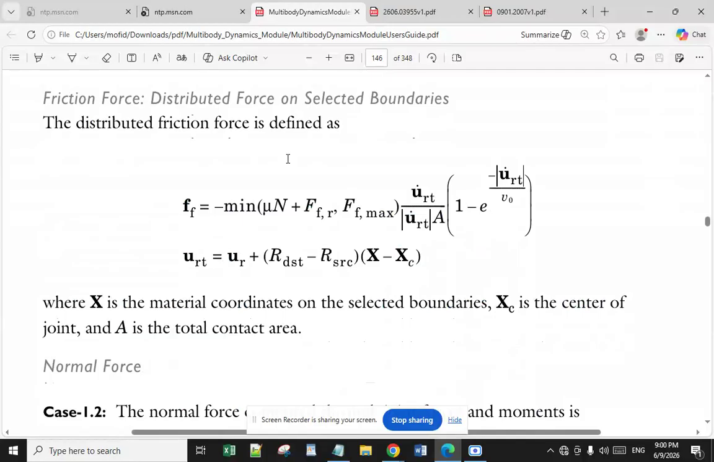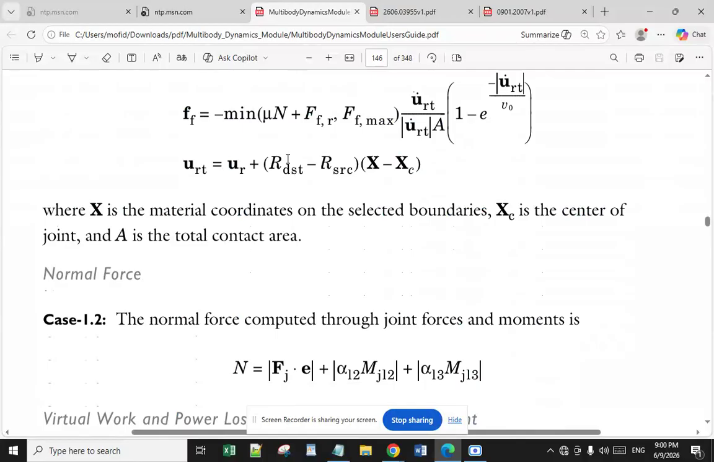Friction force, distributed force on selected boundaries. The distributed friction force is defined as FF = -min(μ n + FFR, F_max) (u'RT/|u'RT|) R (1 - e^(-|u'RT|/ν0)). u'RT = u'R + R_destination - R_source multiplied by (x - xc), where x is the material coordinates on the selected boundaries, xc is the center of the joint and R is the total contact area.